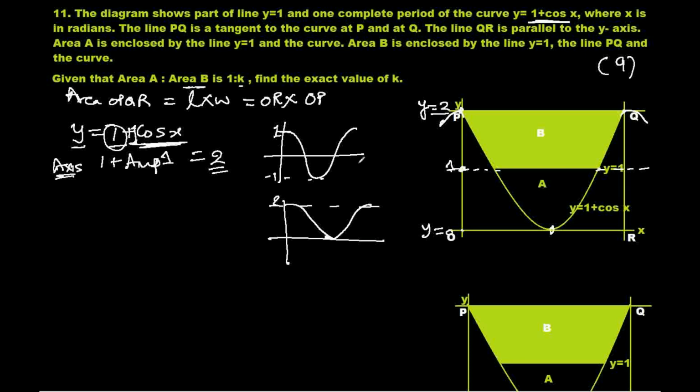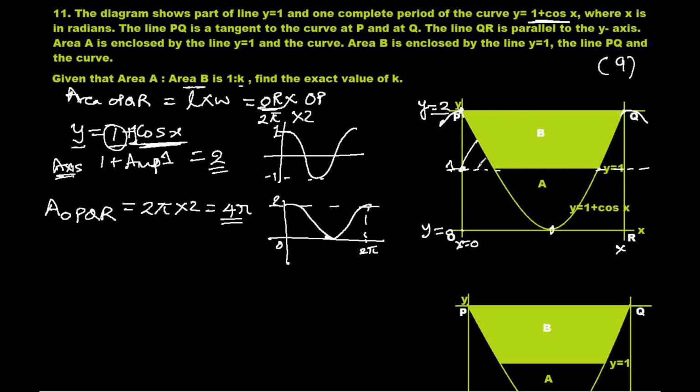So we know that the starting point angle is 0. This is x equal to 0. What is x here? x is equal to 2 pi. We know this very well from our previous classes. So we know OR now. OR is 2 pi. We know OP now, which is 2. So the area of the OPQR rectangle is 2 pi times 2, which is 4 pi. This is the area of the whole big rectangle.